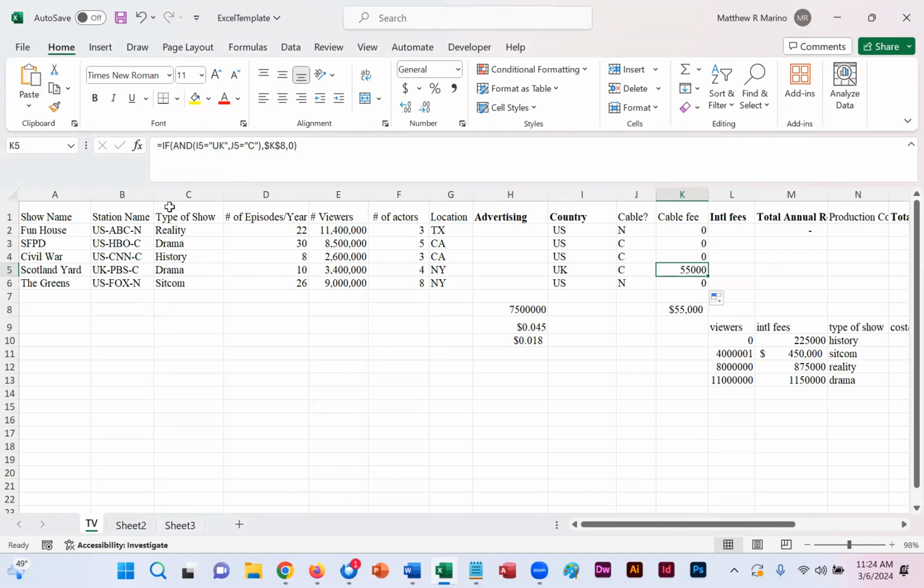So rather than have it be if and B2 equals left, it would be way too complicated to put all of that together in this formula. Because then you'd have 4 nested functions.